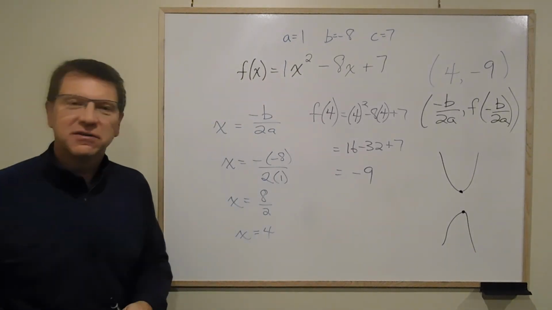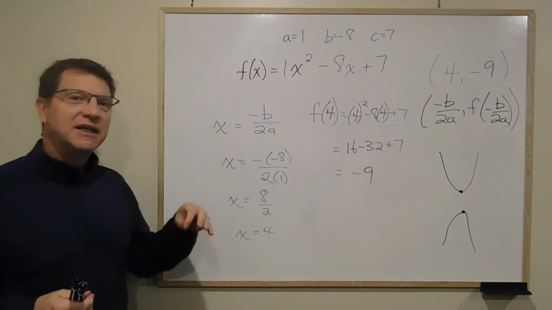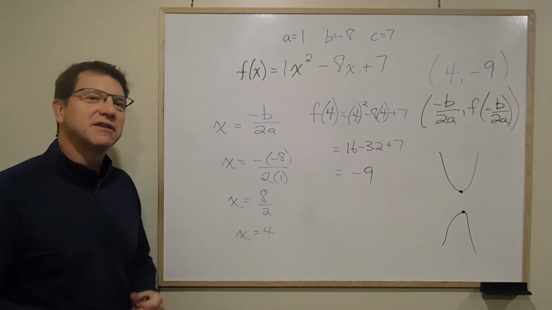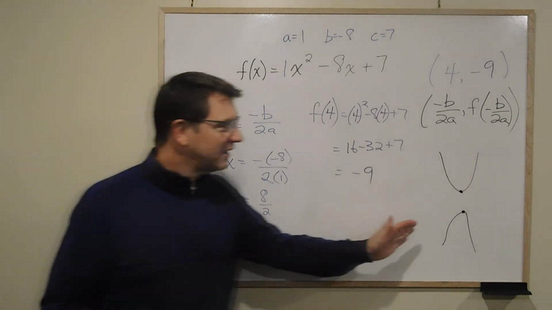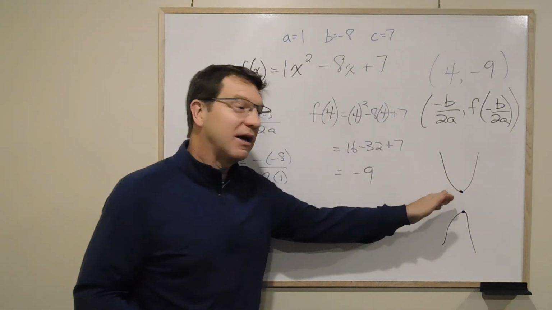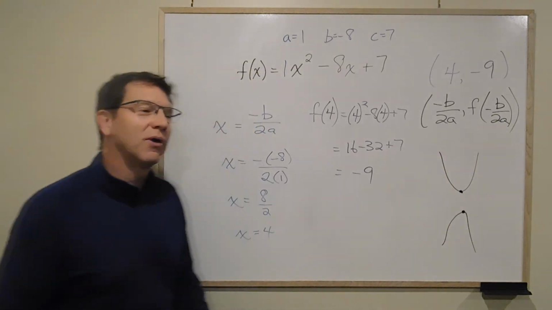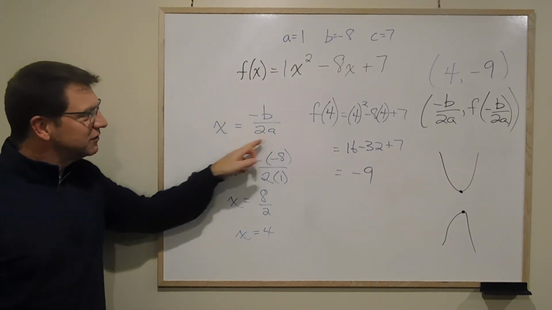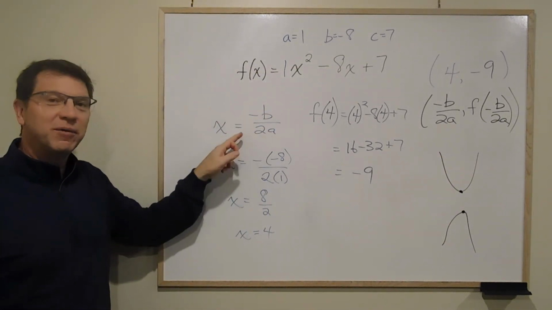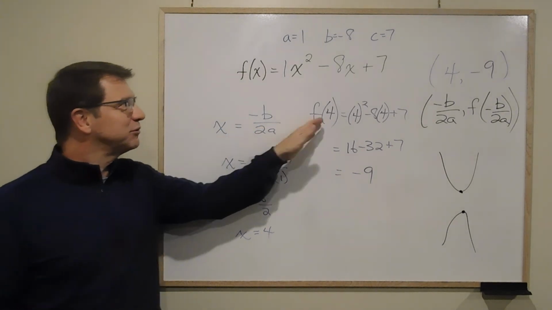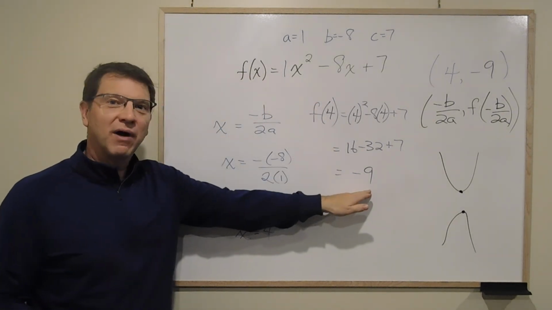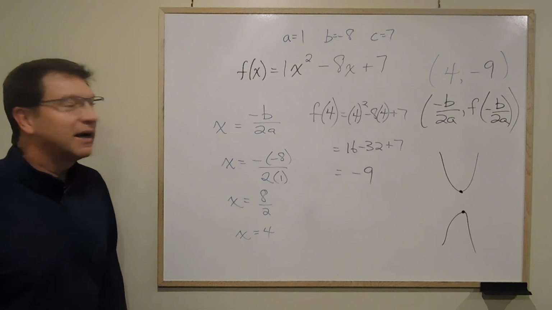And that's what they're talking about on this slide: you can quickly find the vertex for any parabola. That's the key point of a parabola, either the minimum point or the maximum point. You can quickly find it using this little formula, negative b over 2a, and then substituting in to get the y value as well. And that's how it works.